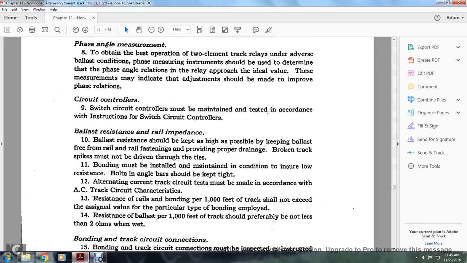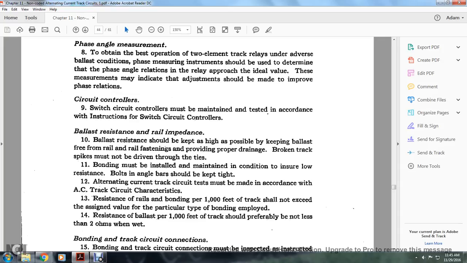Ballast resistance and rail impedance: the ballast resistance should be kept as high as possible, keeping the ballast free from the rail, with the rail fastenings provided with proper drainage. Broken track spikes must be driven in through the ties. Bonding must be installed and maintained in condition to ensure low resistance; bolts and angle bars should be kept tight with alternating current. The track circuit test must be made in accordance with the AC track characteristics. Resistance of the rail bonding per 1,000 feet of track shall not exceed the assigned value of the particular type of bonding employed.